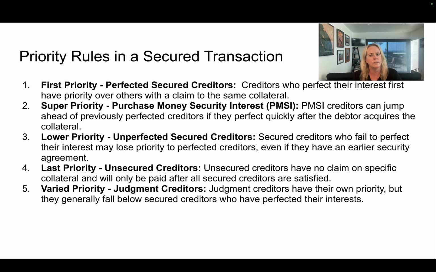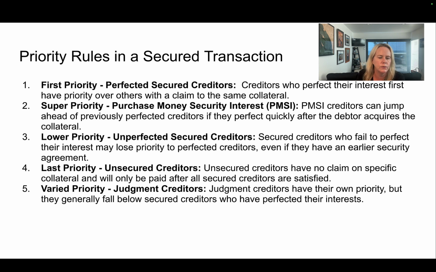Priority rules in a secured transaction if the borrower defaults. First priority is perfected secured creditors. If you have a secured transaction that's perfected, you generally get the collateral. Second priority, or a super priority, goes to PMSIs. PMSIs can jump ahead of previously perfected creditors if they perfect quickly after the debtor acquires the collateral. Lower priority is unperfected secured creditors.